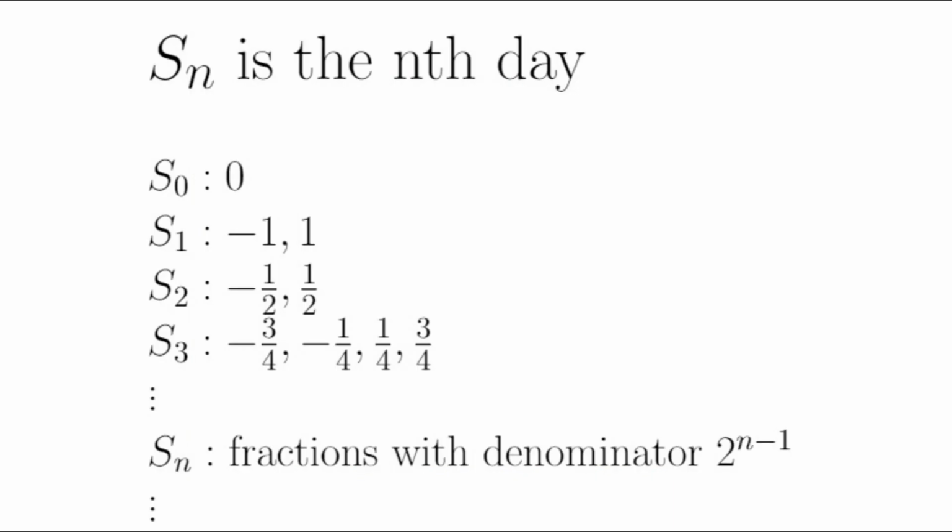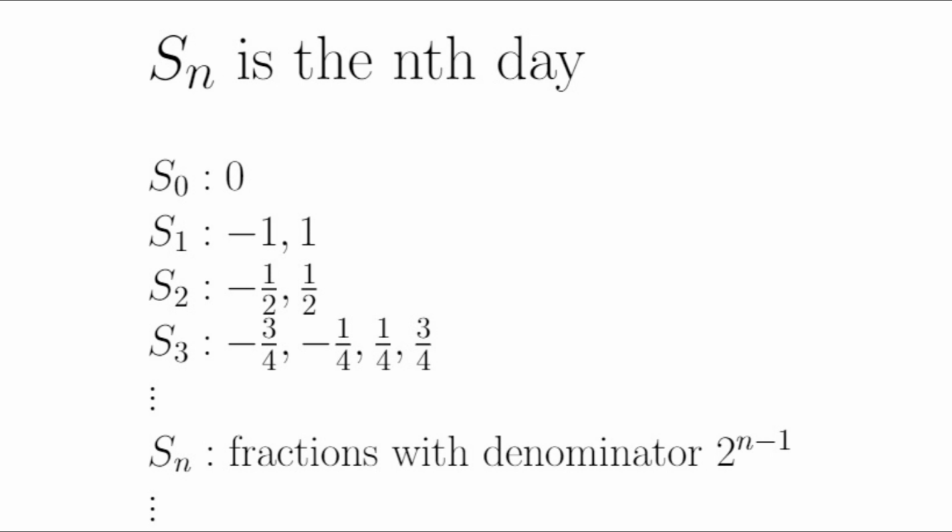I'm going to use the notation Sn to denote the nth day, and say surreal numbers created on day Sn have birthday n. So 0 is the only number with birthday 0. On the first day, I have 1 and negative 1. On the second day, we have not only 2 and negative 2, but also 1/2 and negative 1/2 as well. On the third day, we get the fourths. On the fourth day, we get the eighths.